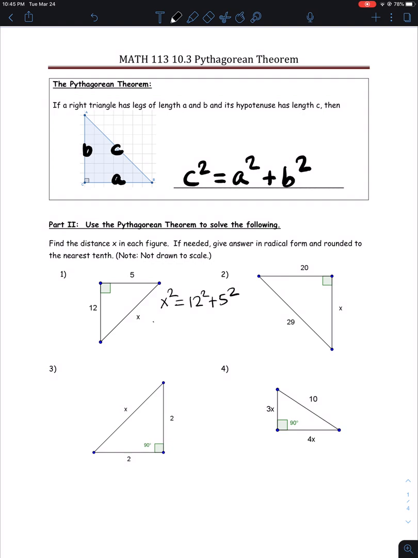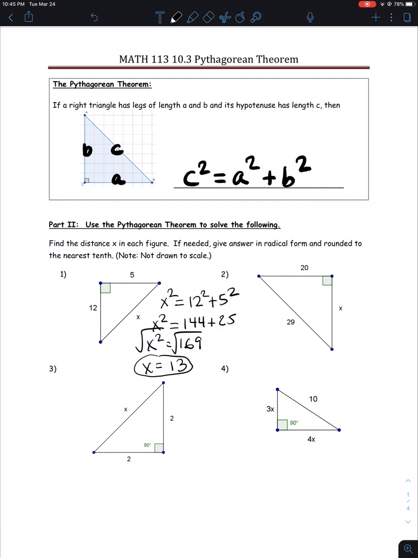In this case, what we have to do is first take 12 squared, which is 144, plus 5 squared, which is 25. So we get x squared equals 169. Then if we square root both sides, luckily in this case, 169 is a perfect square. If it's not, you can either leave it in radical form or type it in the calculator and get a decimal answer. So in this case, we get a nice perfect square, so x equals 13.